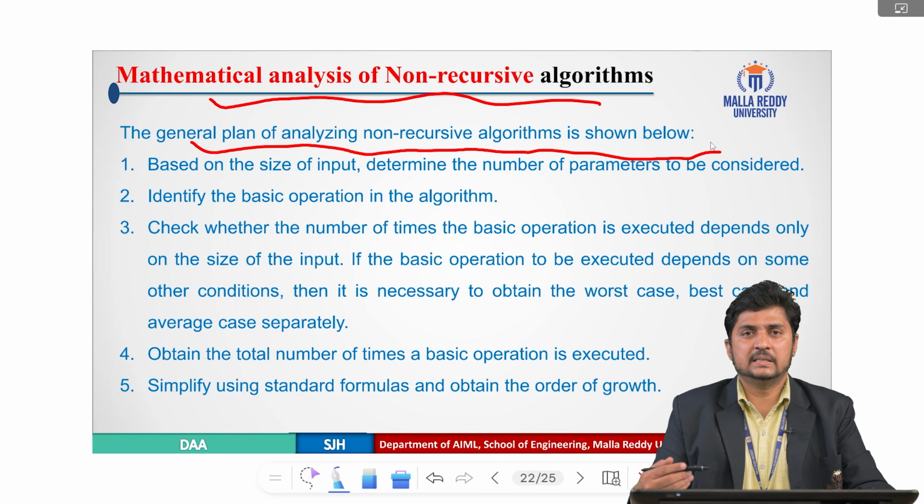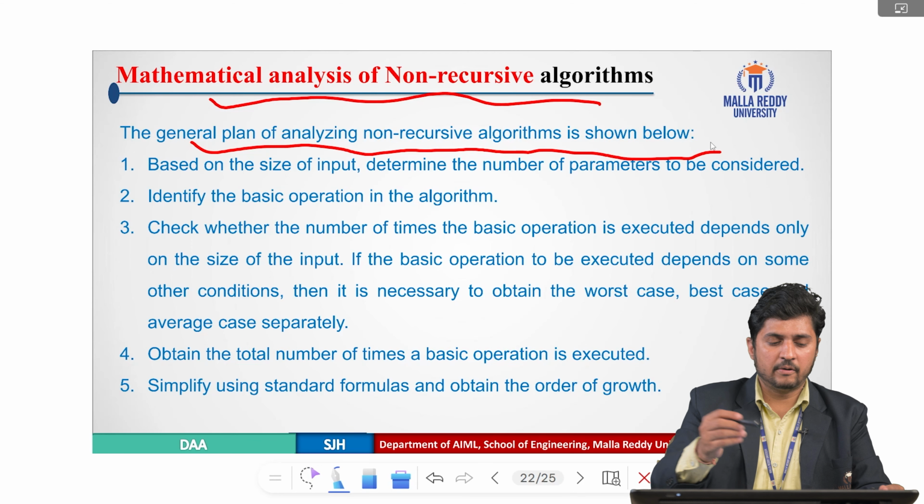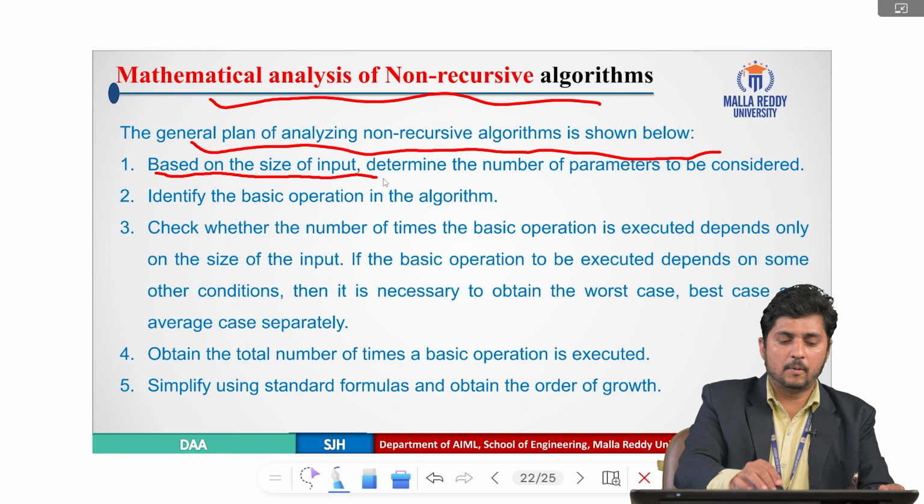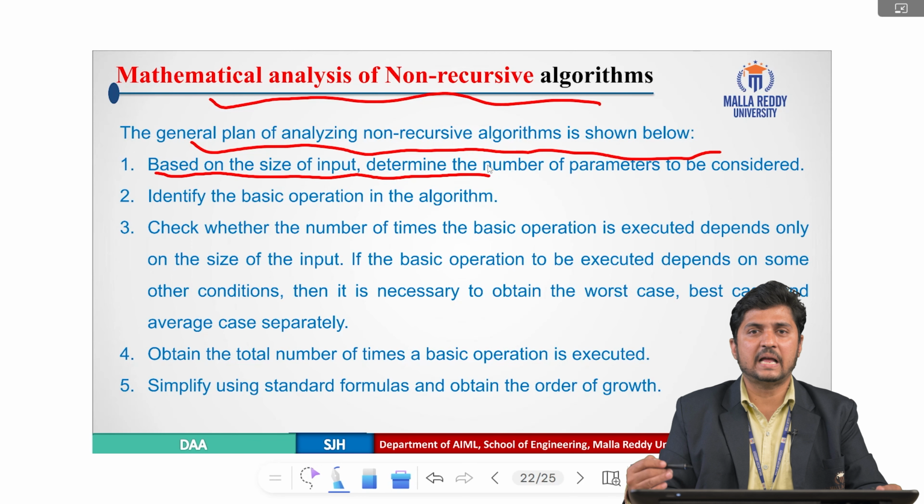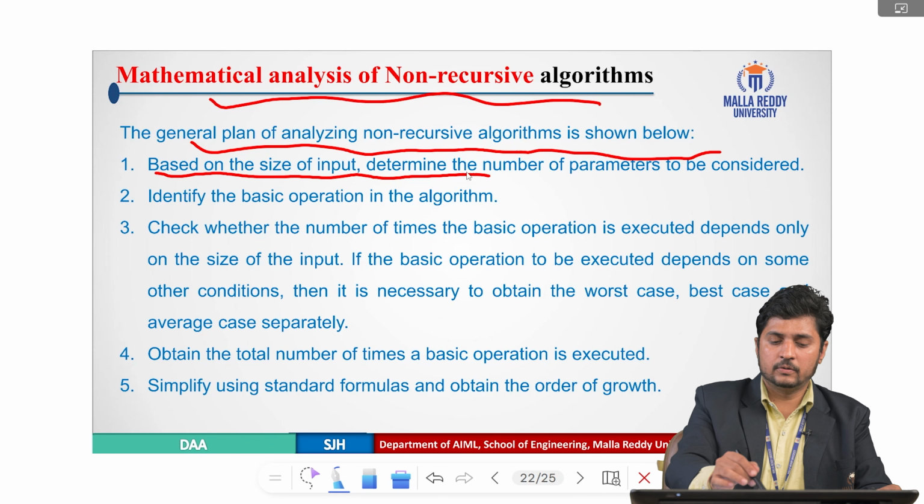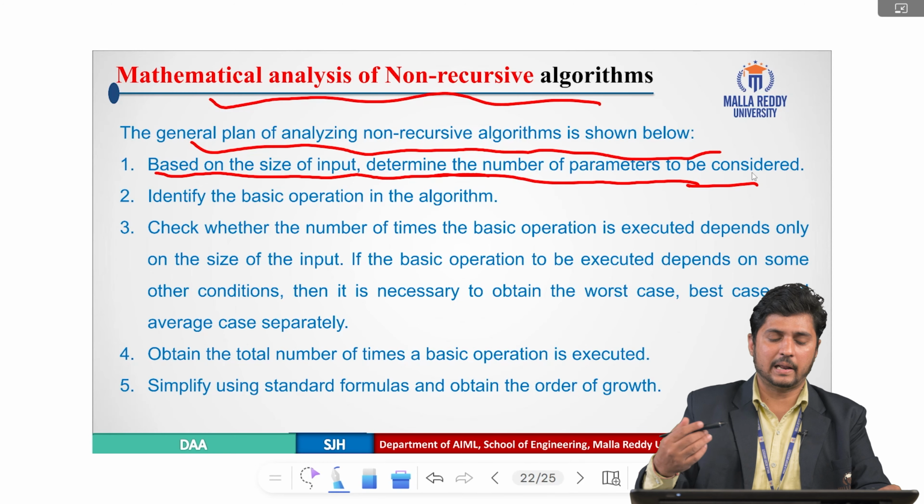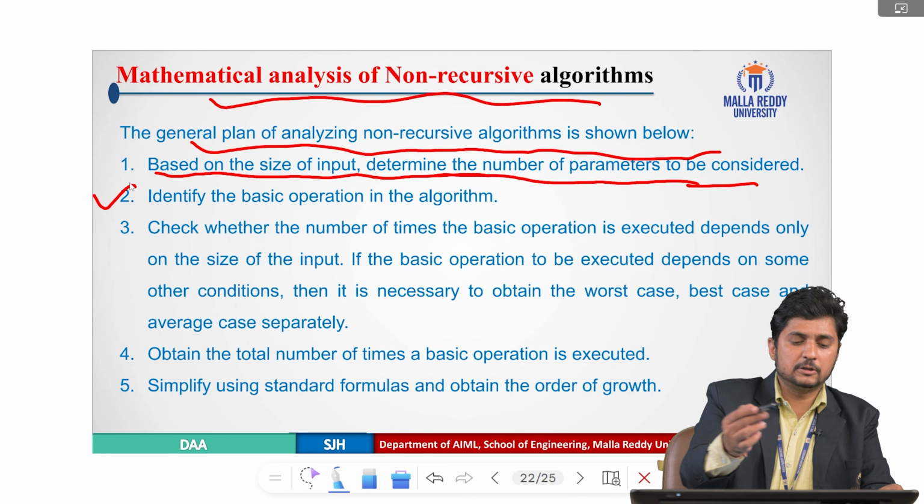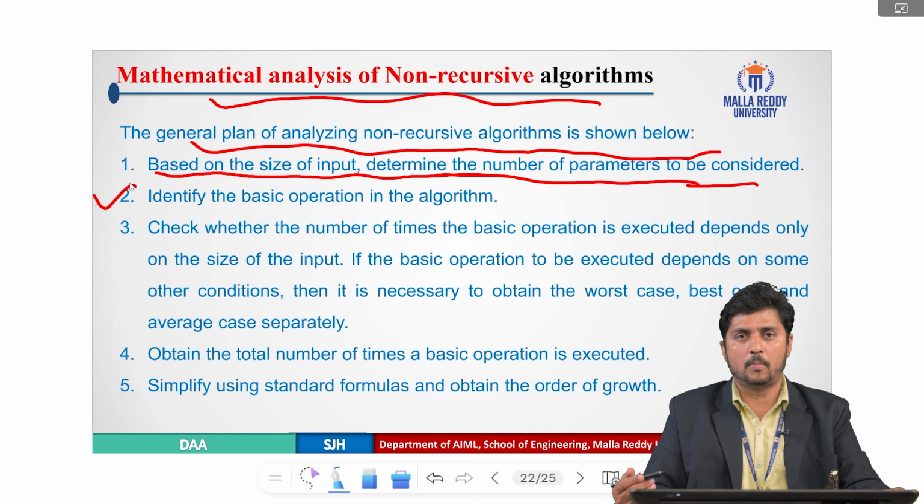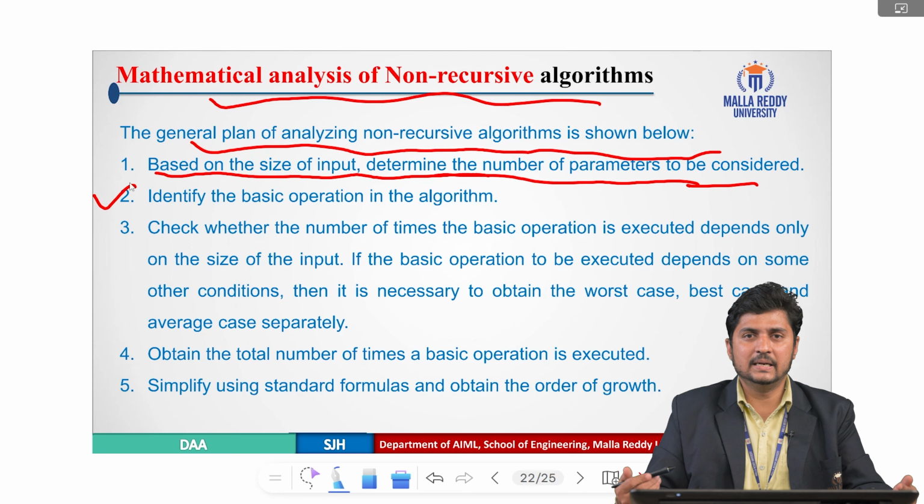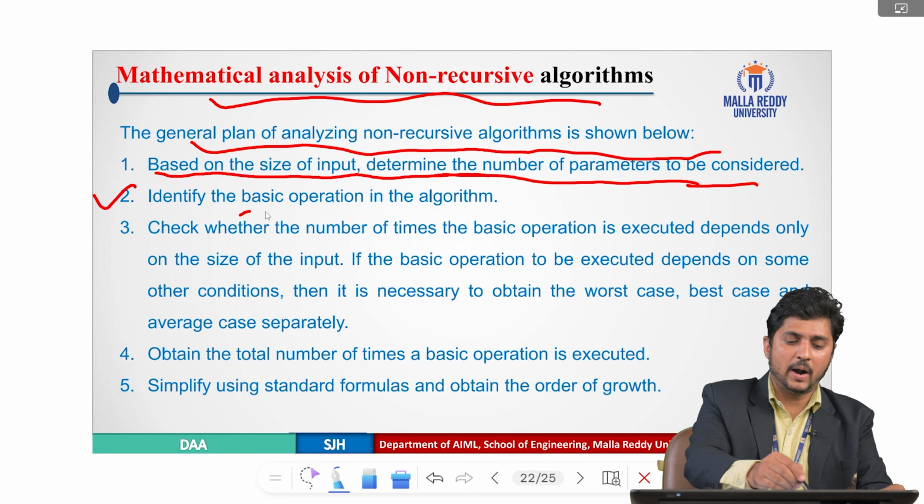It is a 5-step procedure, where the very first step is that we need to identify the size of the input, irrespective of the problem, and determine the number of parameters to be considered so that we can analyze based on that. The second step is that we need to identify the basic operation. As we already discussed, the basic operation is any instruction in our algorithm which consumes more time. That we need to identify.